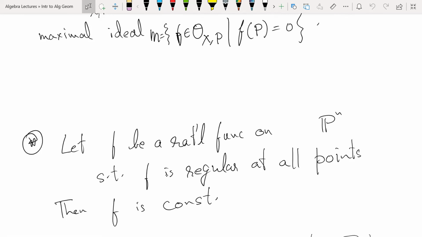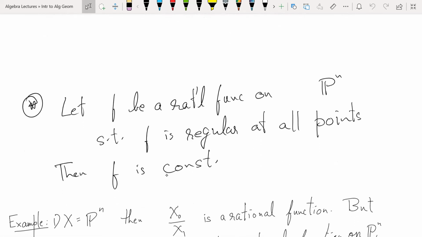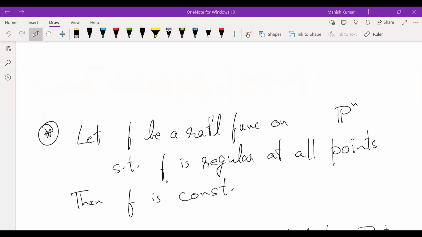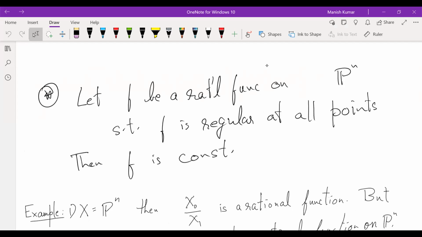If a rational function is regular at all points of a projective variety, then it must be constant. I didn't give you the proof for an arbitrary projective variety. I gave you a proof for Pn. So we showed that if f is a regular function on Pn, then it must be constant. It is true for a general projective variety, but the proof, maybe there is an elementary proof using Hilbert's Nullstellensatz and something, but it will require a bit more.